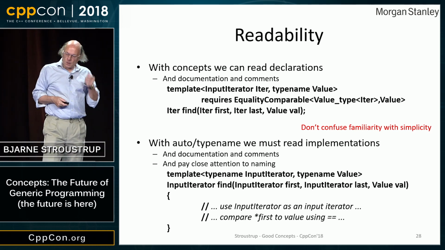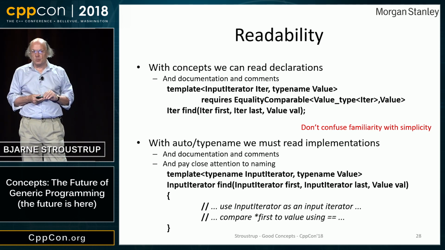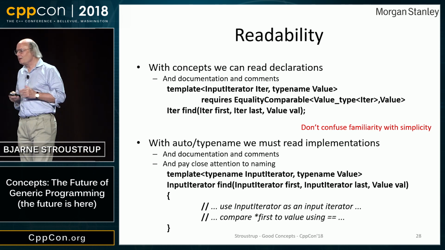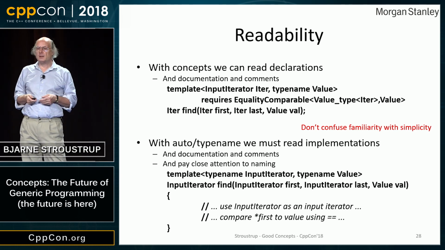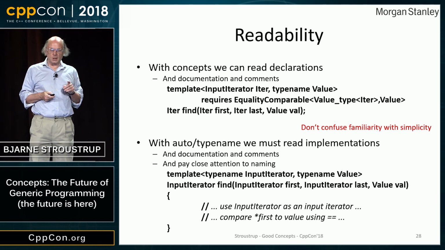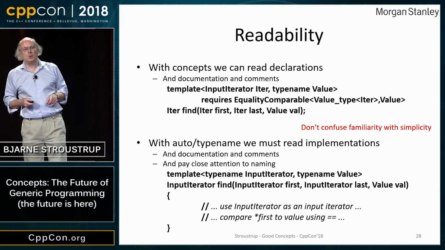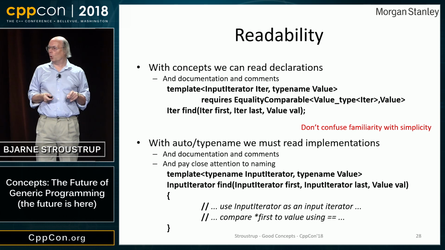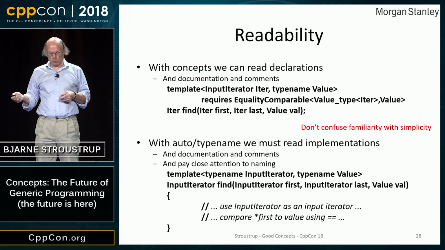And with auto and typename, we have to read the implementation again. We're back to the K&R style of C declarations. There's simply not enough information. And there are people who look at the top and say, ooh, that's complicated. It isn't really. It's just unfamiliar for a day or two. I know from students that on day 2, they wouldn't go back.